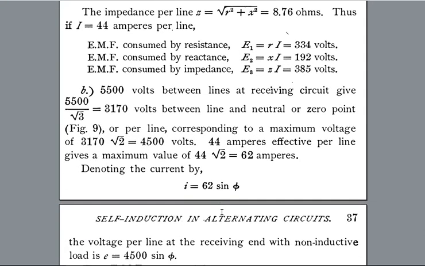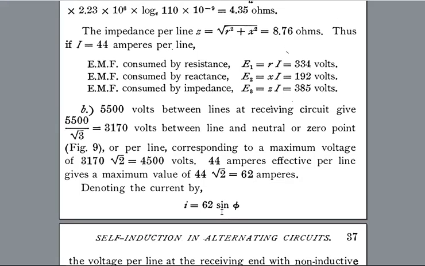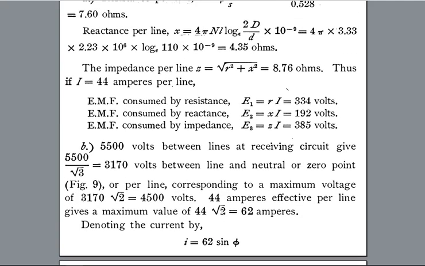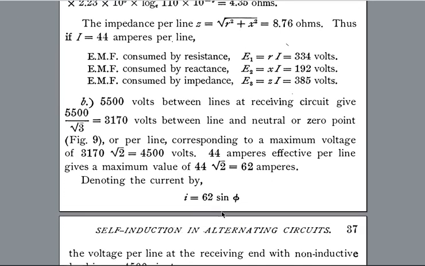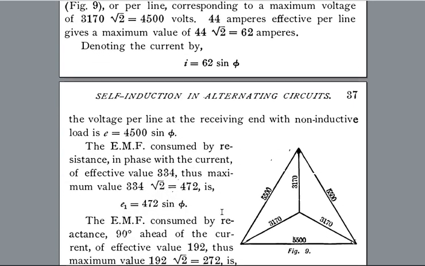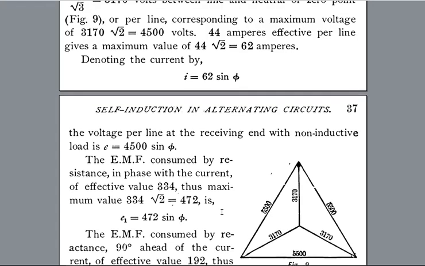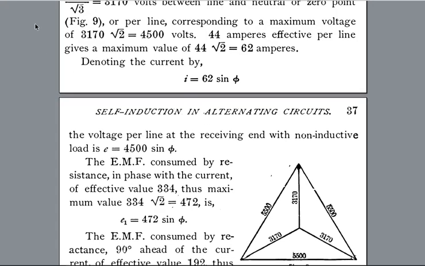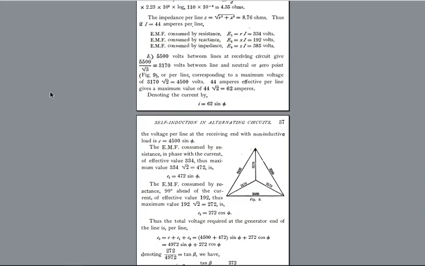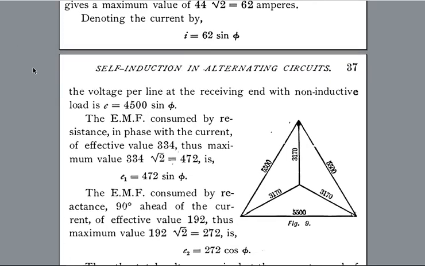Or B. 5500 volts between lines at receiving circuit gives 5500 over square root 3 equals 3170 volts between line and neutral or 0 point, as in figure 9. Per line, this corresponds to a maximum voltage of 3180 times square root 2 equals 4500 volts. 44 amperes effective per line gives a maximum value of 44 times square root 2 equals 62 amperes.